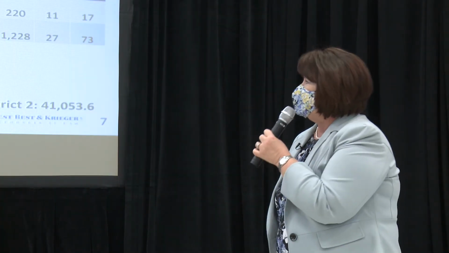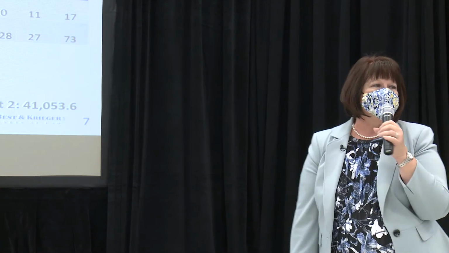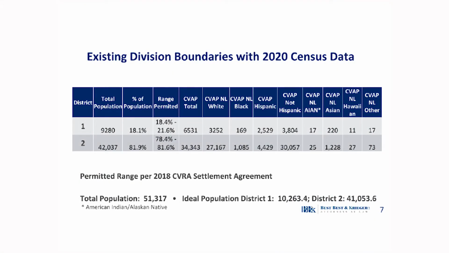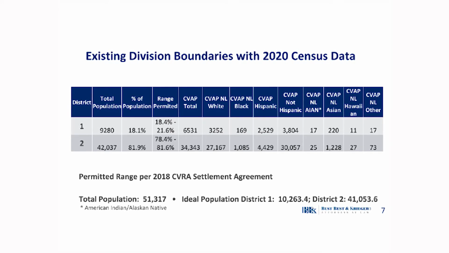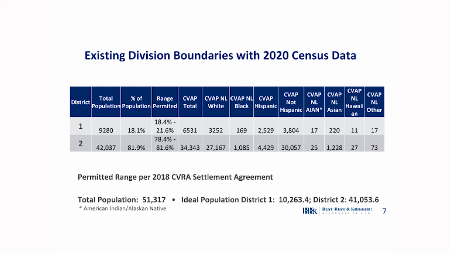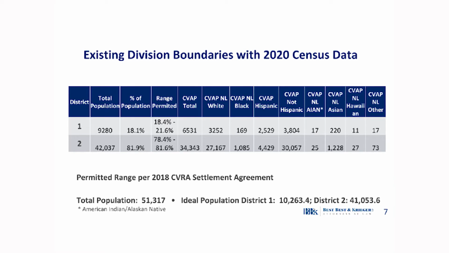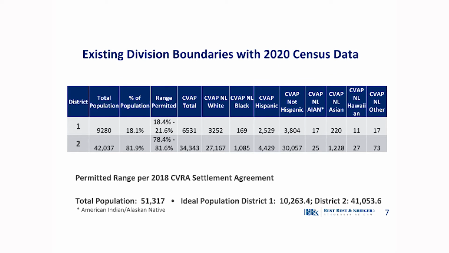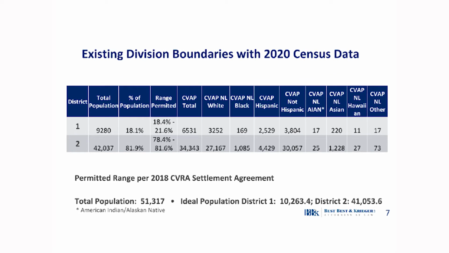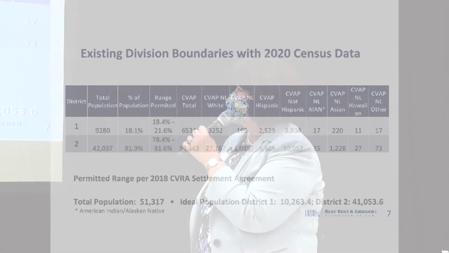So this slide is really, really important in the sense of determining where we stand. Where do we stand in terms of the population requirements of the law and under the settlement agreement? So our current district boundaries with the 2020 census data laid on top indicate that District 1 represents a population of 18.1%, which is below the range that is permitted, 18.4 to 21.6.